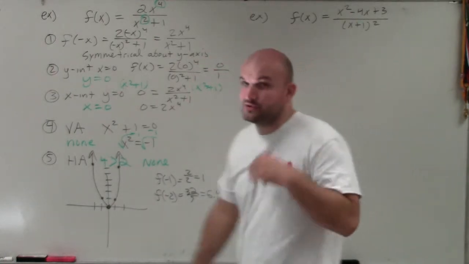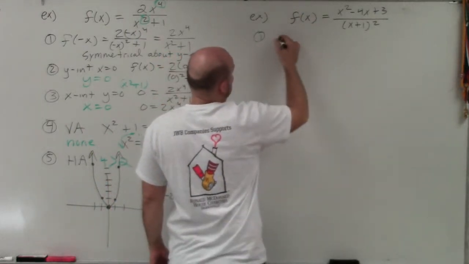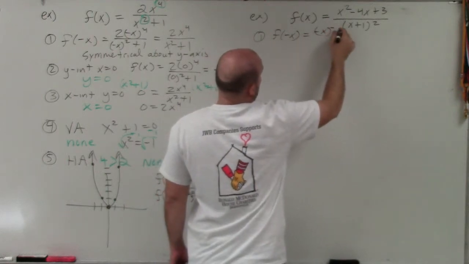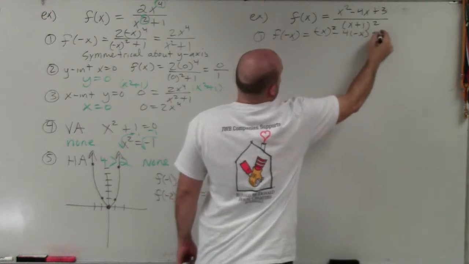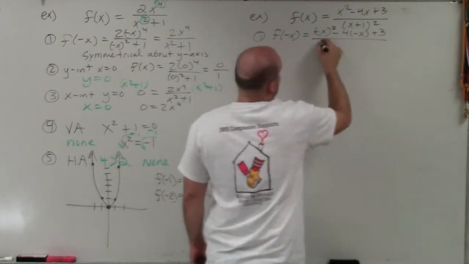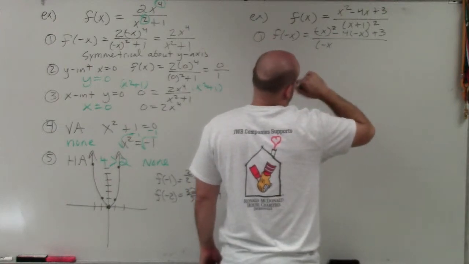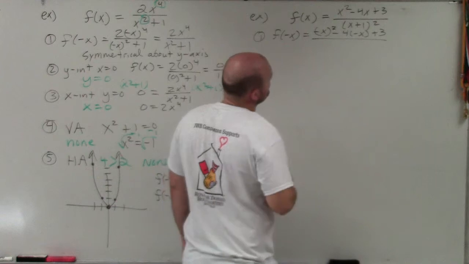Again, we're going to follow the same steps. Step number 1 is identifying symmetry. So I have f of negative x equals negative x squared minus 4 times negative x plus 3, divided by negative x. That's kind of difficult to do.